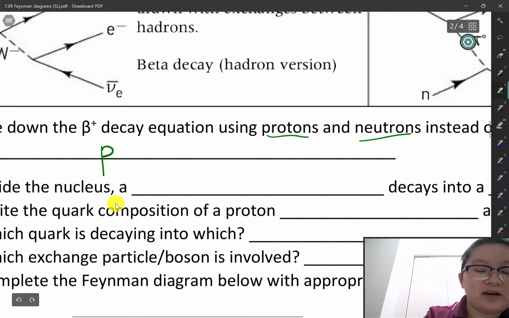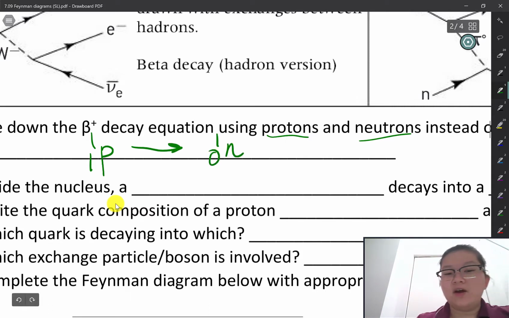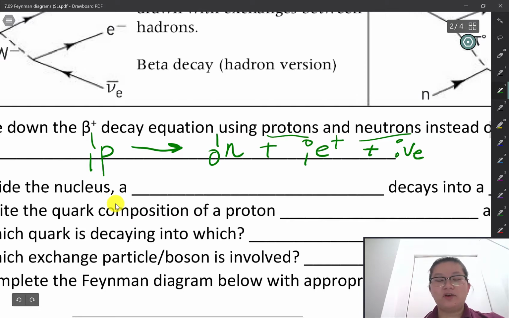So generally we have a proton, which we'll represent with a P. A proton has an atomic mass of 1, atomic number of 1 with a positive 1 charge. So a proton becomes a neutron with atomic mass of 1 but no charge. A positron is created, which is the antiparticle of an electron. It has no atomic mass but has a positive 1 charge. And we also know that an electron neutrino is produced with no charge and very little mass.